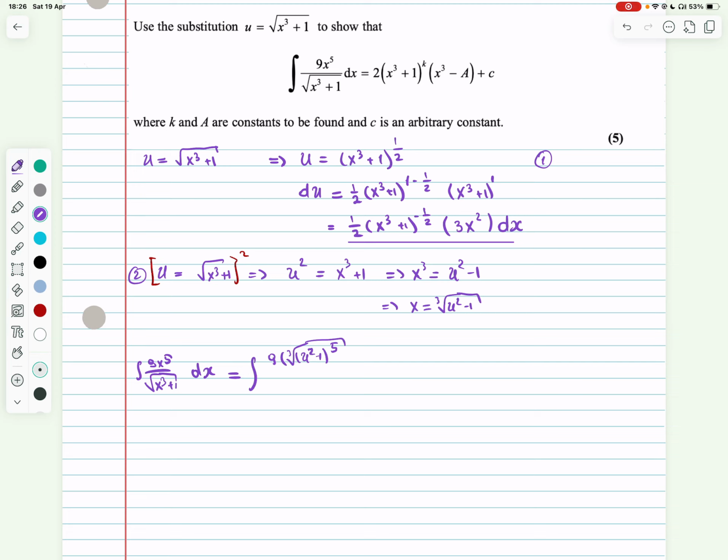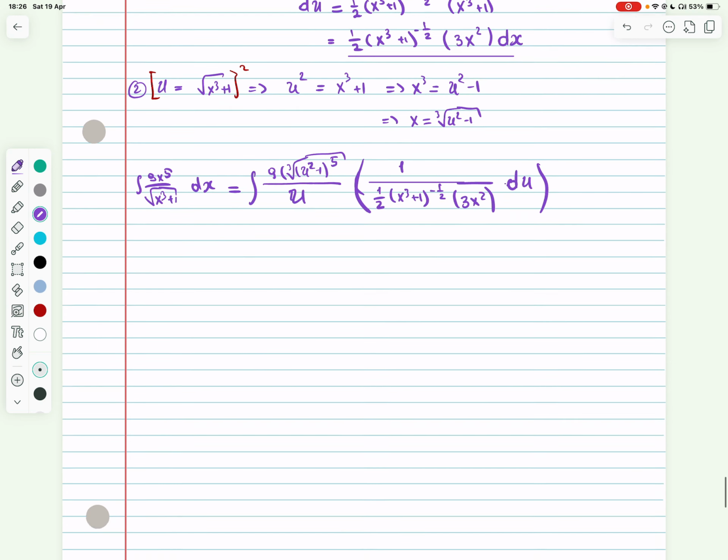over just u, because we said the square root of x cubed plus 1 is u on the bottom, and then I need to multiply it by the dx. The dx we can get from this expression as 1 divided by all of this, du. So we have 1 divided by 1/2 (x cubed plus 1) to the power of negative 1/2, multiplied by 3x squared all together, 1 divided by that, and there will be a du.